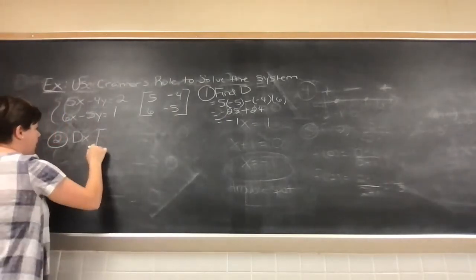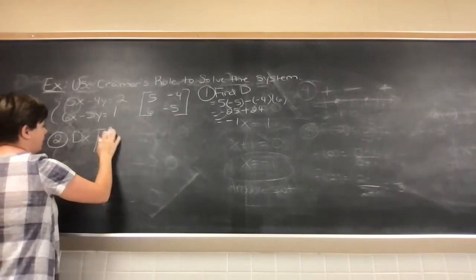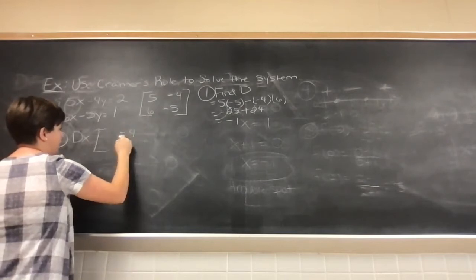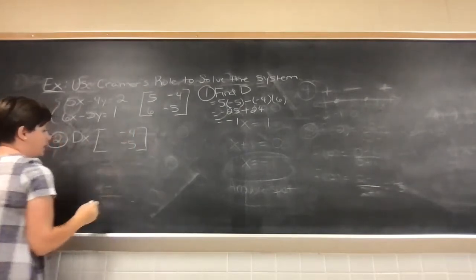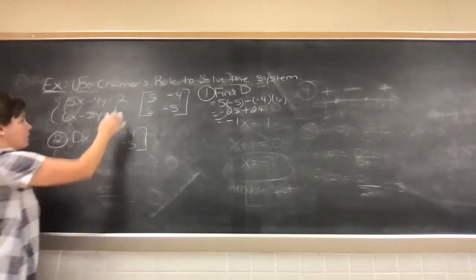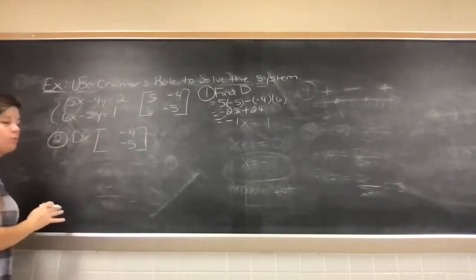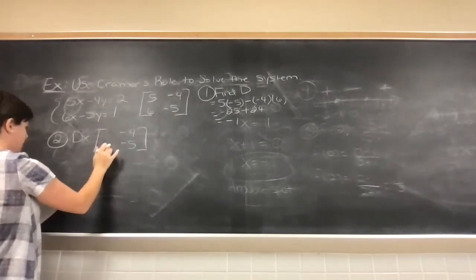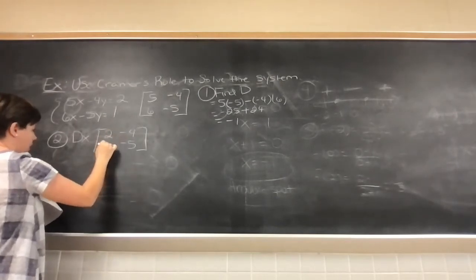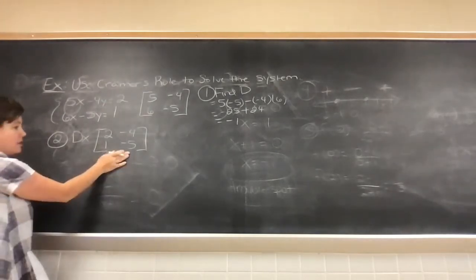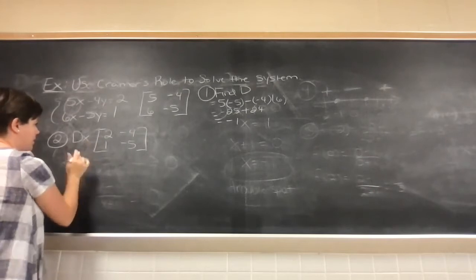So I'm going to write my matrix, but I'm not going to write my x values because I want to show you what it means. We're going to replace our x values. But what are we going to replace them with? We're going to replace them with what's to the right of our equal sign. So instead of writing 5 and 6, I'm going to write 2 and 1. We're replacing them with our solutions. And now I find the determinant of this matrix, and that will be my dx.